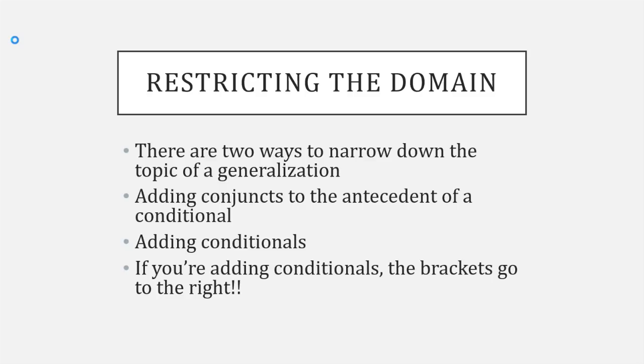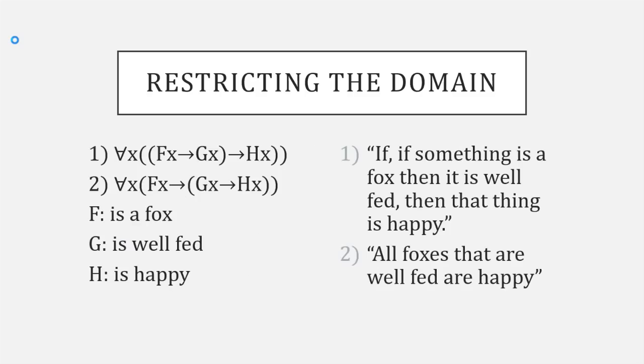And just to reiterate, if you're doing the conditionals thing, brackets go to the right. Here's why. Number 1 is doing it wrong. Number 2 is doing it right. So number 1, supposing F is a fox, G is well-fed, and H is happy. Number 1 says this really weird thing. If something is a fox and it is well-fed, then that thing is happy. And the second thing says all foxes that are well-fed are happy.